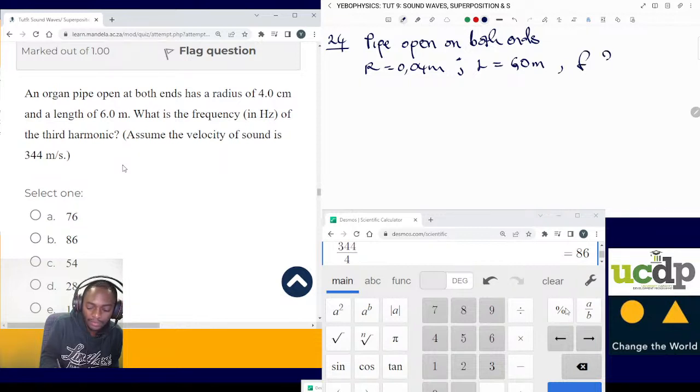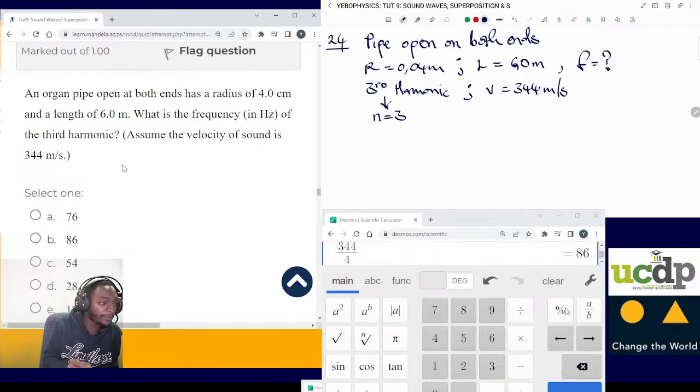Frequency, that's what we're looking for. And we're told that this is the third harmonic. Assume its velocity v equals 344 meters per second. So if it's the third harmonic, it means that our n is equal to 3.